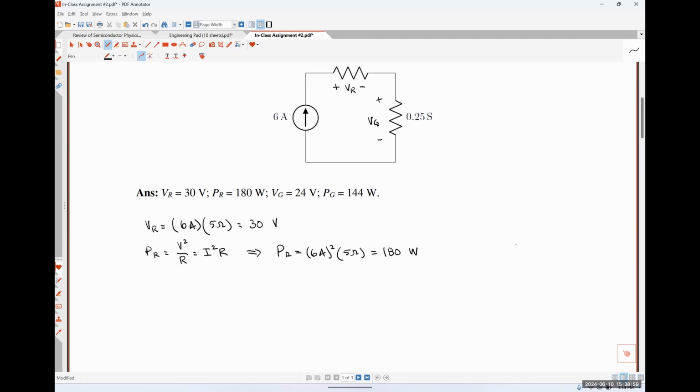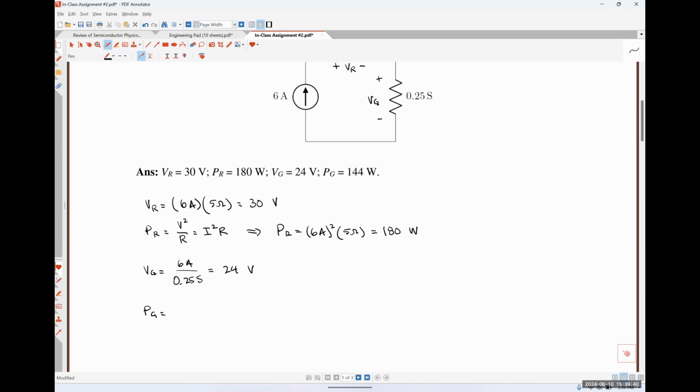For our conductance, we know that VG should be, so let's see, it's I times R, it's I times 1 over G. So I over G, so 6 amps divided by 0.25 Siemens, which is the same as 6 times 4, or 24 volts.